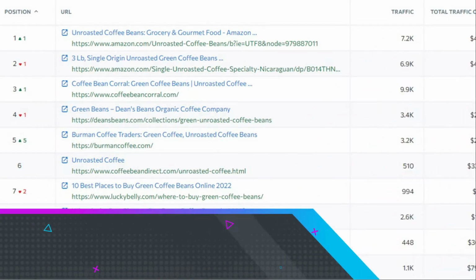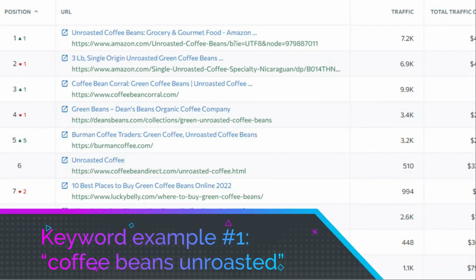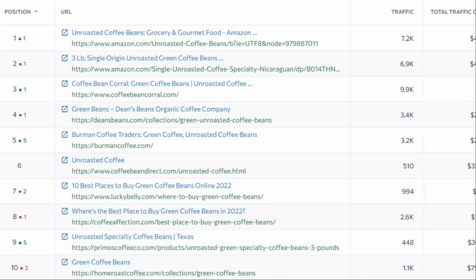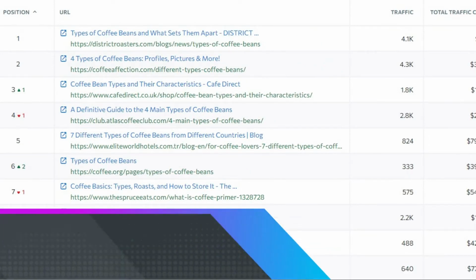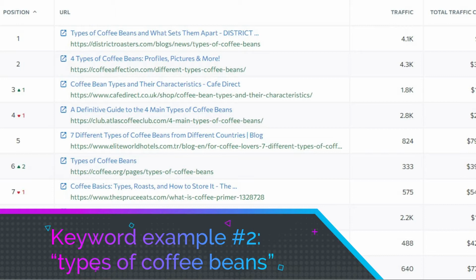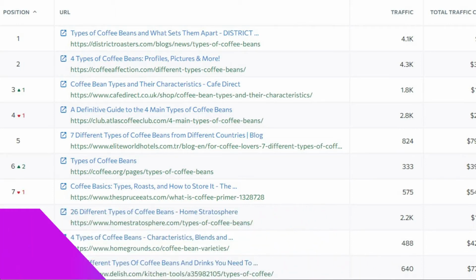The first keyword example is coffee beans unroasted. When you look at the organic search results for the keyword, you can see a lot of product and category pages or even homepages. This does mean that the keyword is mostly transactional. The second keyword example is types of coffee beans. So when I look at the organic search for this keyword, I can see a lot of blog posts and information about the different types of coffee beans and what sets them apart and their characteristics. All this shows that the keyword is informational.